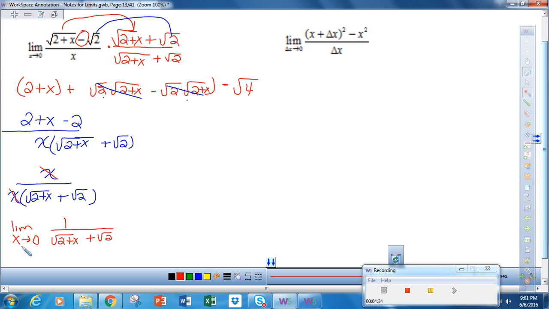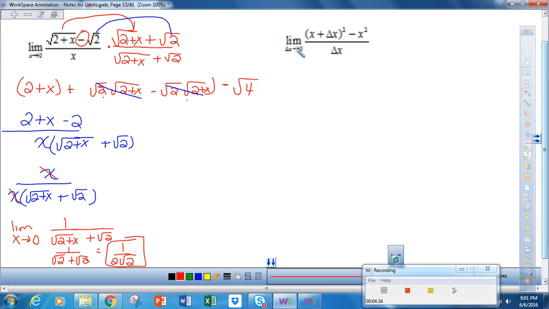Now I'm going to do a direct substitution, and for x, we're going to replace it with 0. So I get 1 over radical 2 plus radical 2, which is 1 over 2 radical 2. And that is our answer with the direct substitution. A lot of work, right? The radical ones are a little bit more work. There are some in your practice problems, so I would encourage you to do more of those.